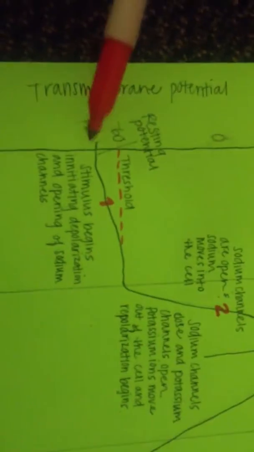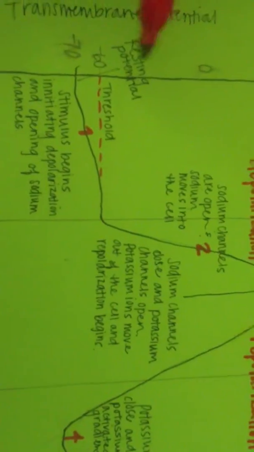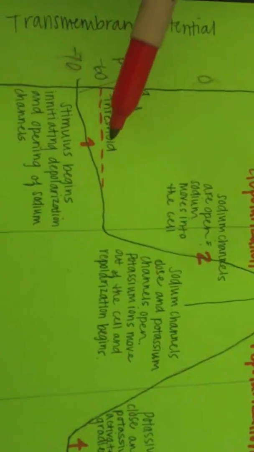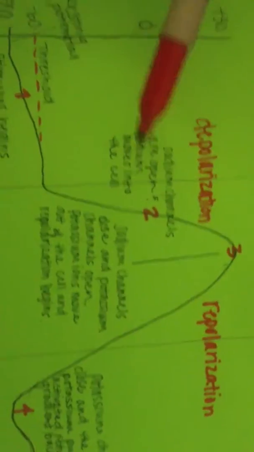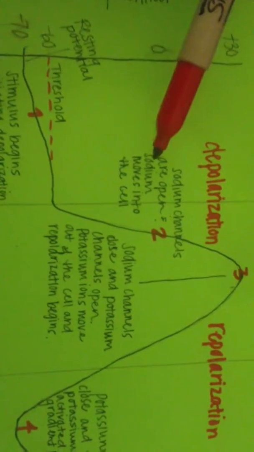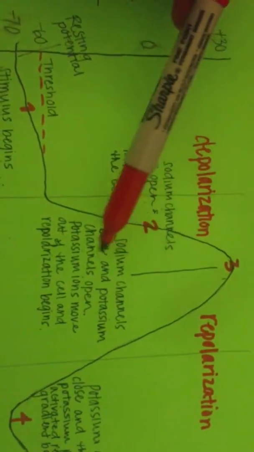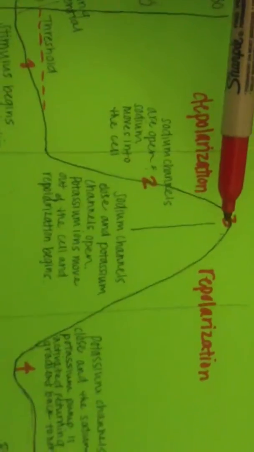In summary, an action potential is stimulated at -70, where depolarization begins. When depolarization begins, the sodium channels open and the sodium moves into the cell. At +30, the sodium channels will close and potassium channels will open.